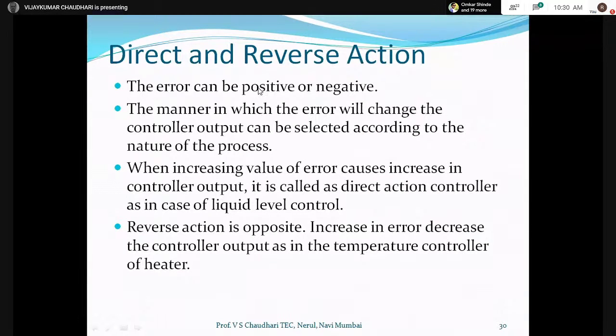See this one, error can be positive or negative. When the increasing value of error causes an increase in controller output, it is a direct action controller, as in liquid level control. Reverse action is the opposite. Increase in error decreases the controller output, as in temperature control of the heater. So increasing error, increase in controller output is direct action. Increase in error, decrease in controller output is reverse.